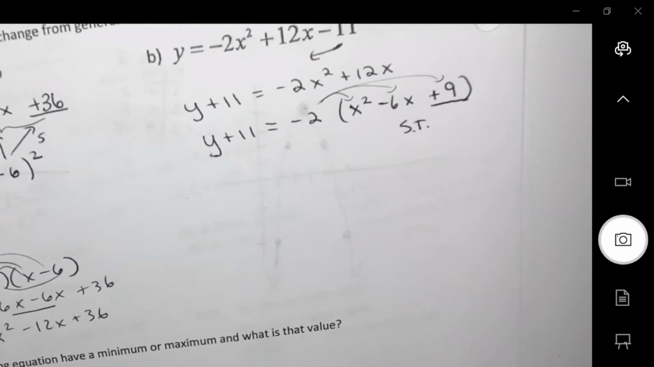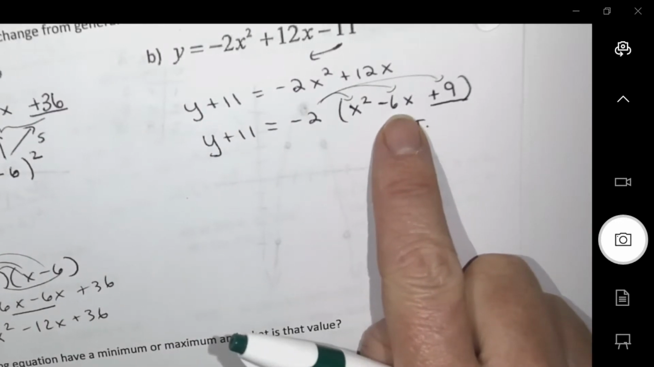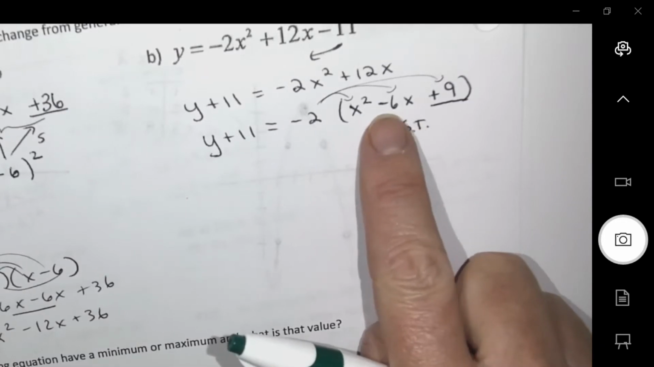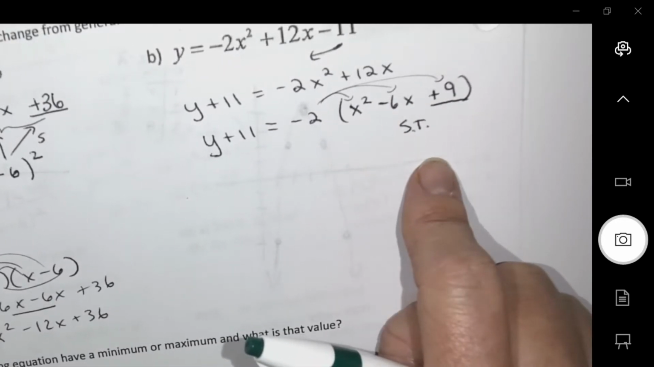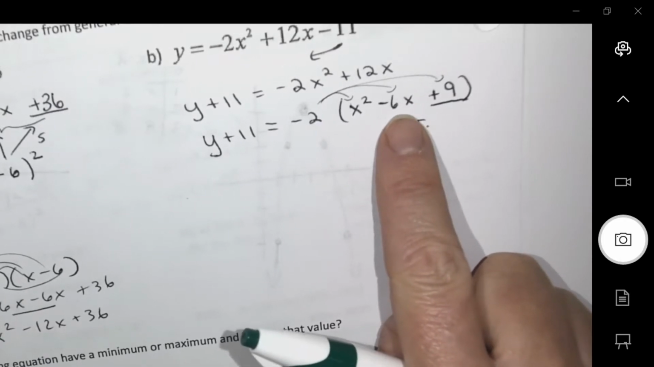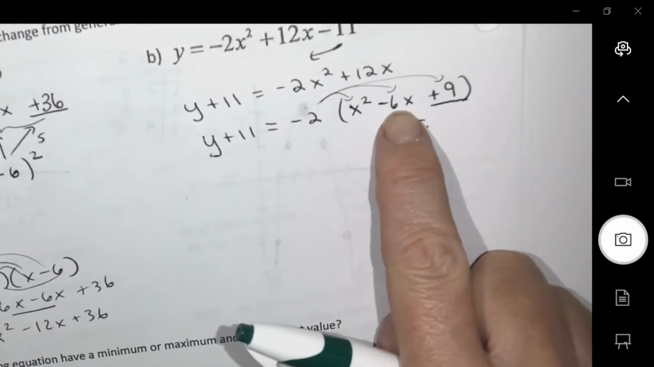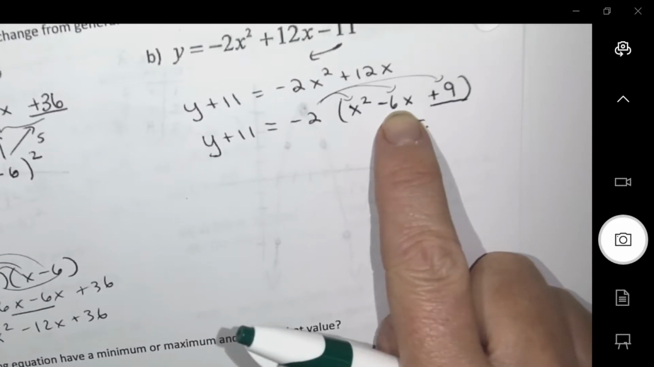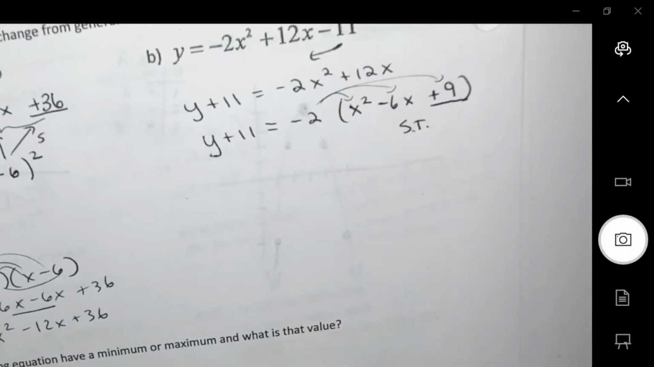Negative 3. Wait, did you take half of this? The negative 6 halved is negative 3. And then add 9 to the other side? And then 9? Not quite 9. But why do you take half of the negative 6? Because that's the middle number. I'm taking it all with my simple trinomial. So you take half of it and you square it to get the other one? I took this, I took half of that. So now, you saw it? Yeah. Okay. Half of that one.